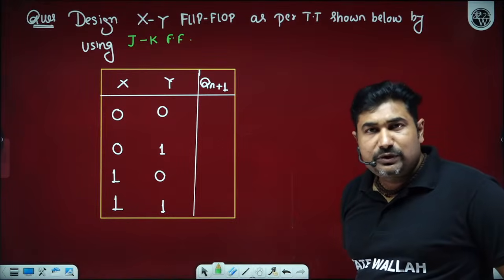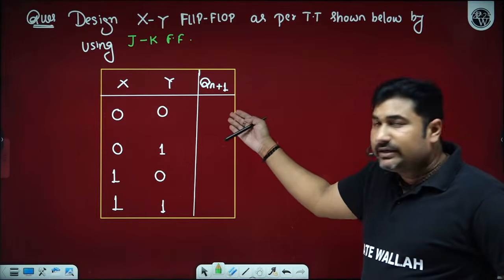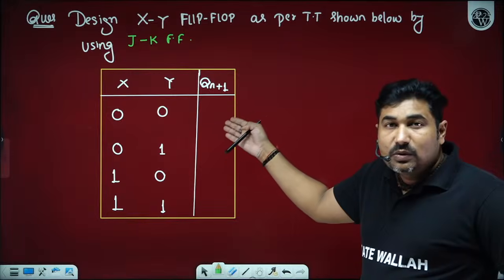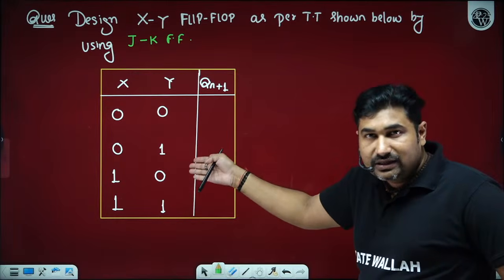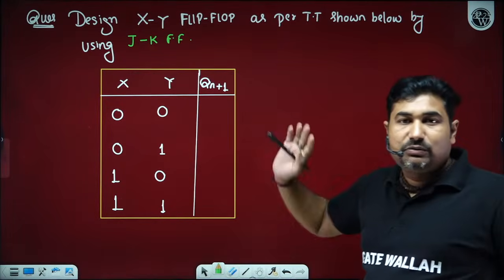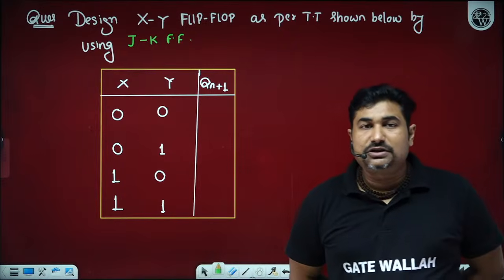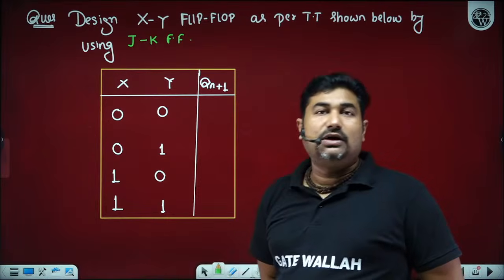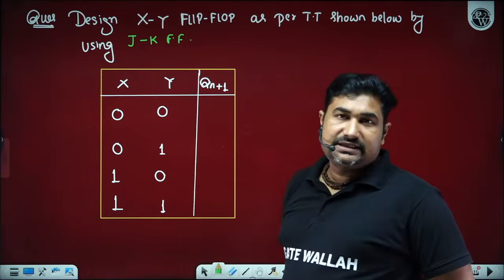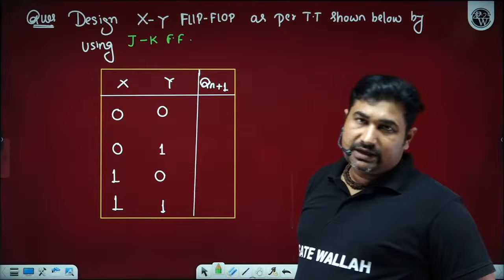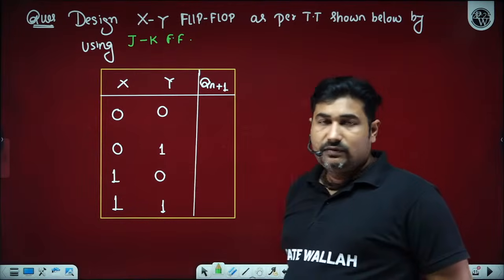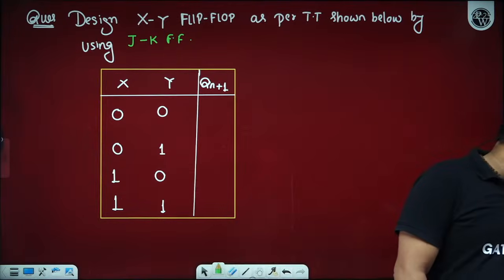If we give input 0, 0, whether you want the output as 0, 1, Qn, or Qn complement, whatever you want, just let me know by writing in the comment section. For 0, 0, what next state do you want? For 0, 1, what next state do you want? For 1, 0, what next state do you want? For 1, 1, what next state do you want? Just mention in the comment section.